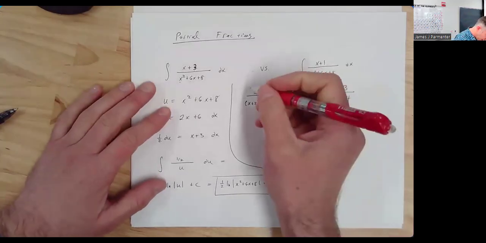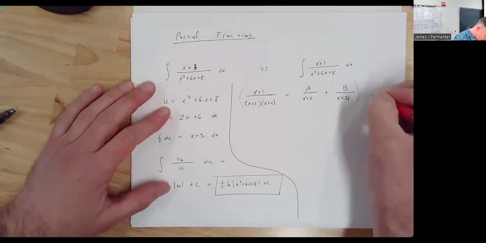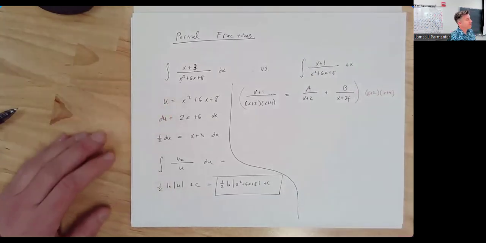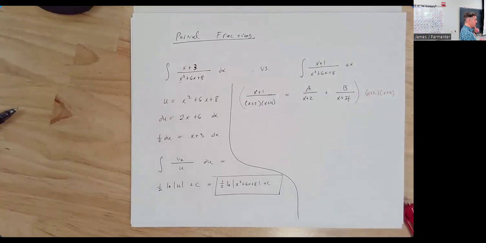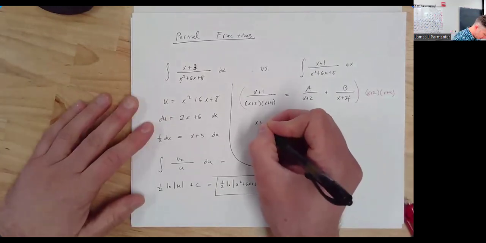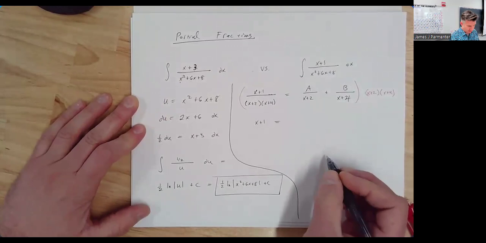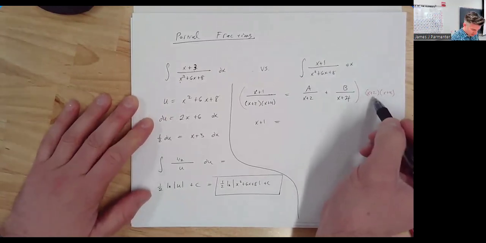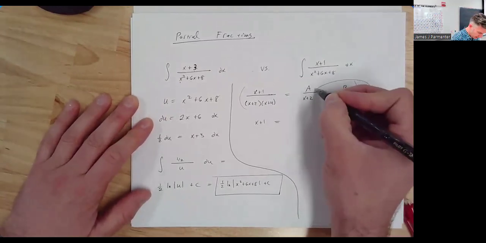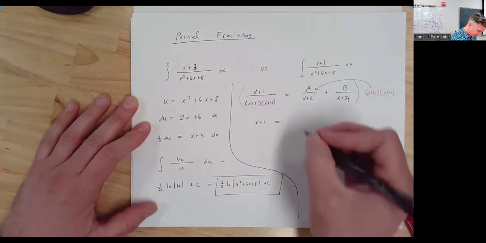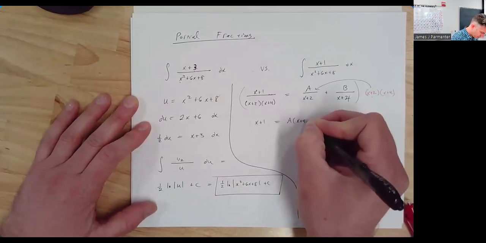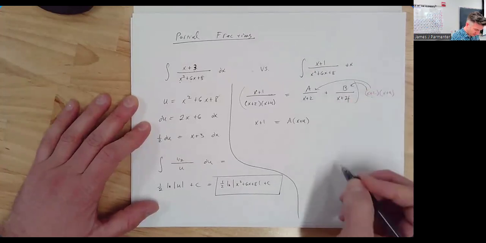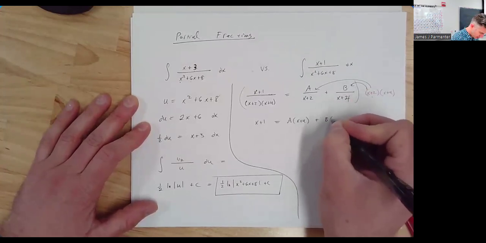So we multiply both sides of this equation by x plus 2 times x plus 4. The left-hand side, which is the original integral you're starting with, you will always just get the numerator, because the denominators will cancel out. So on the left-hand side, I'm just going to get x plus 1. On the right-hand side, I have to be a little more cautious. When you distribute the x plus 2 times x plus 4 to the first term there, the x plus 2's will cancel, and we'll get A times x plus 4. When I distribute it here, the x plus 4's will cancel, and I'll get B times x plus 2.